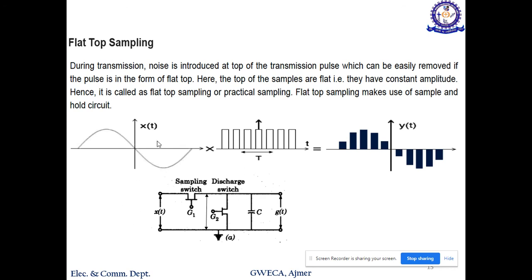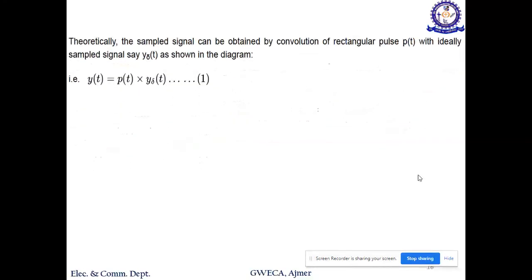Now what is the role of G2? G2 is a discharge switch. Whenever you want to discharge this capacitor, you have to turn on this G2 switch. So here we give the impulse train to G1, and here we have to give a square wave to the G2 switch. Whenever G2 is on, the capacitor is connected to the ground and gets discharged. That is how we get the flat sample and hold output across g(t), which is also known as the flat top sampled output, which is a PAM signal. We can also say that it's a PAM signal.